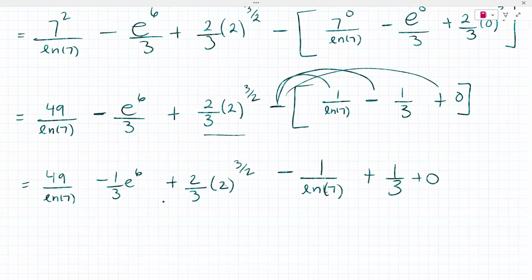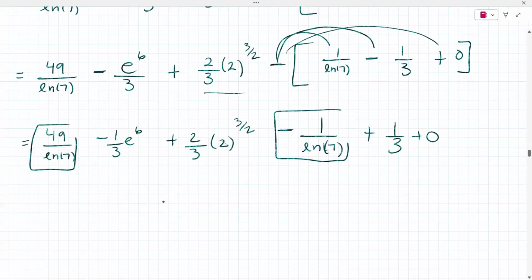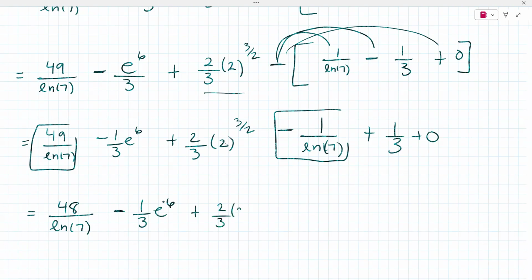Okay, and then what I would do next is collect like terms. So you can collect this and this because they both have an ln of 7 on the bottom, so they're like the same base. So all you gotta do is do 49 minus 1, which is 48. And then you have this negative 1/3 e to the 6 plus 2/3. I just leave it as it is for now. And then plus 1/3.